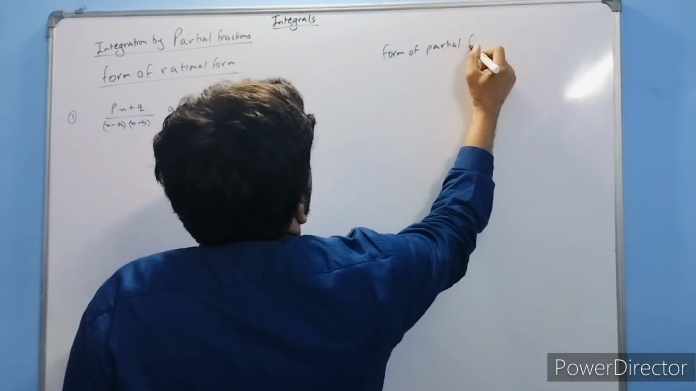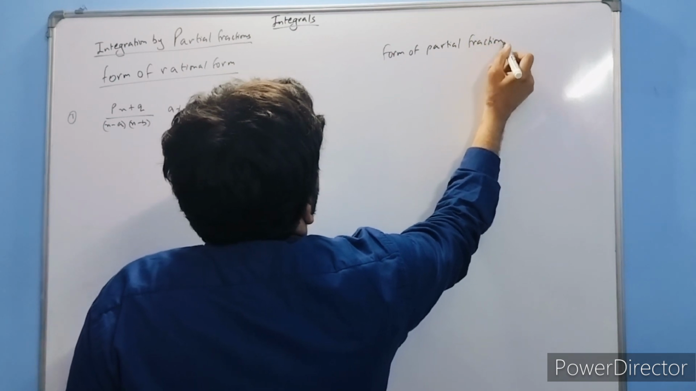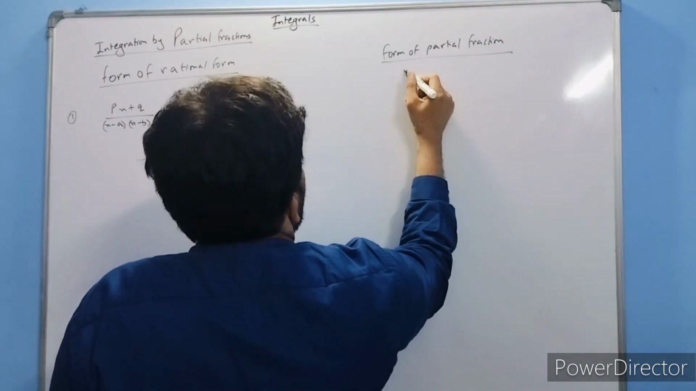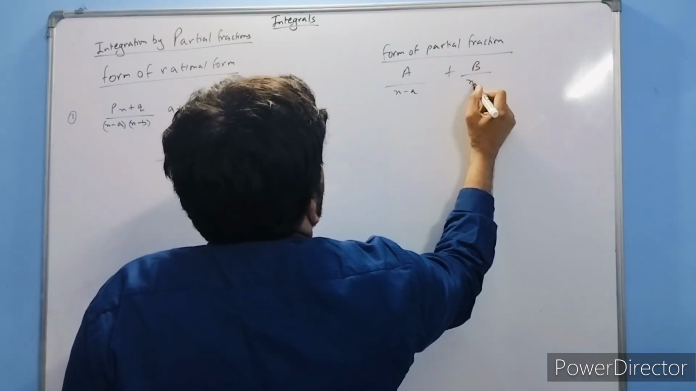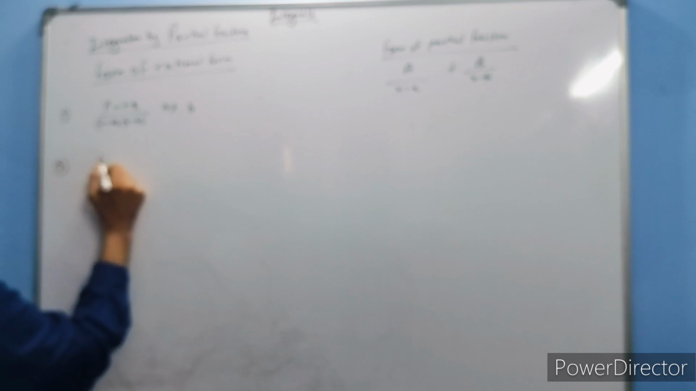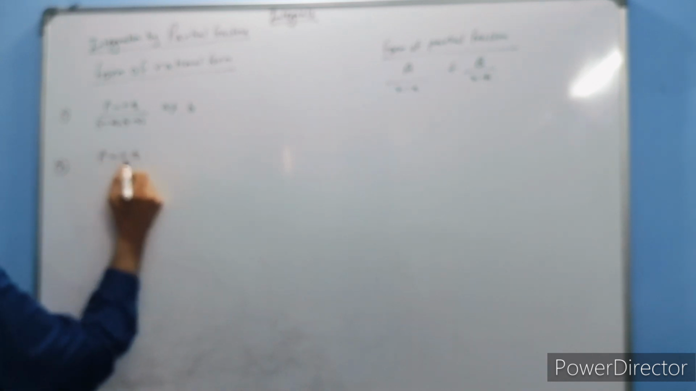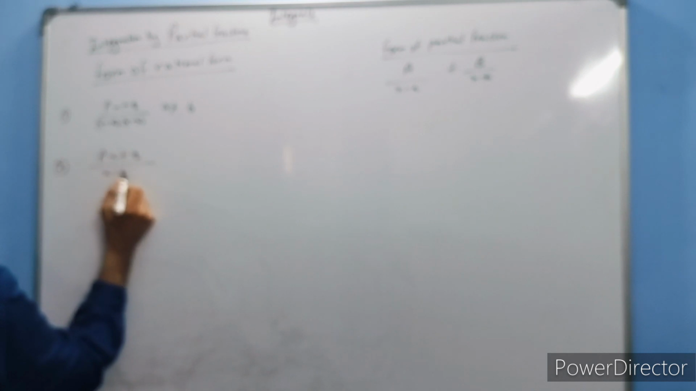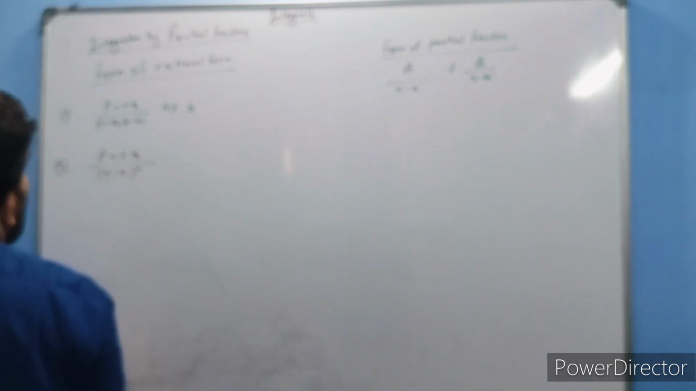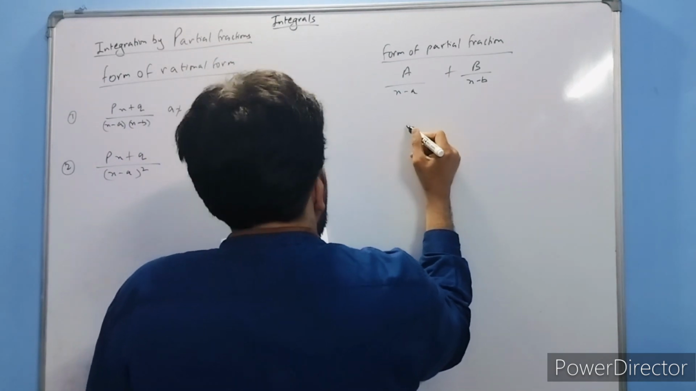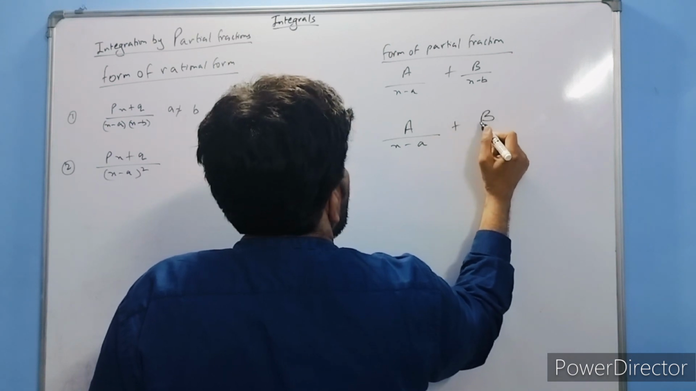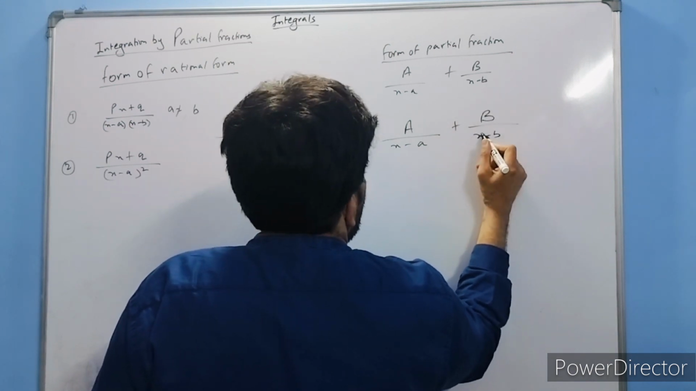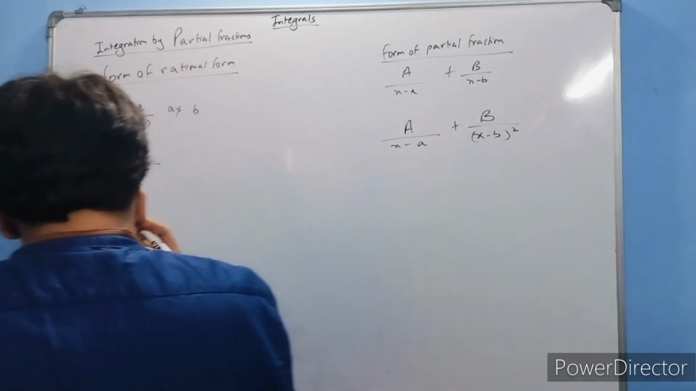Now we'll write the form of the partial fraction here. It will be A upon x minus a plus B upon x minus b. The next form will be px plus q upon x minus a whole square, and its form will be A upon x minus a plus B upon x minus a whole square.